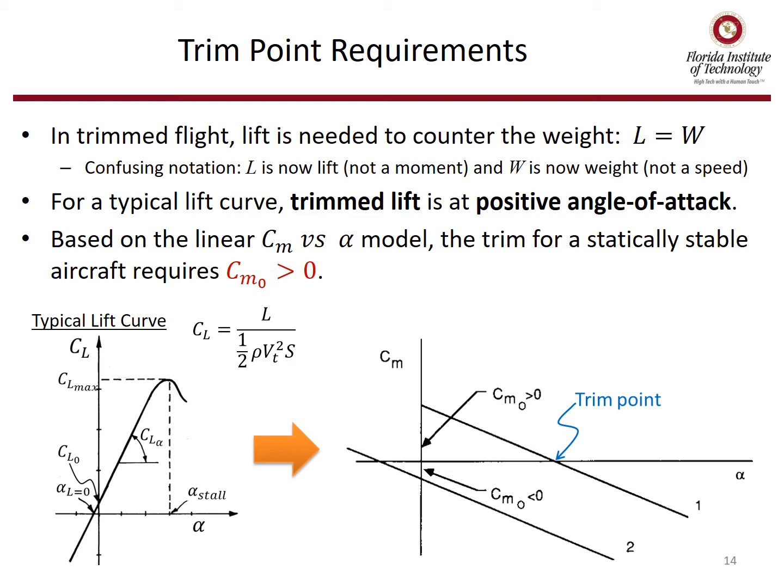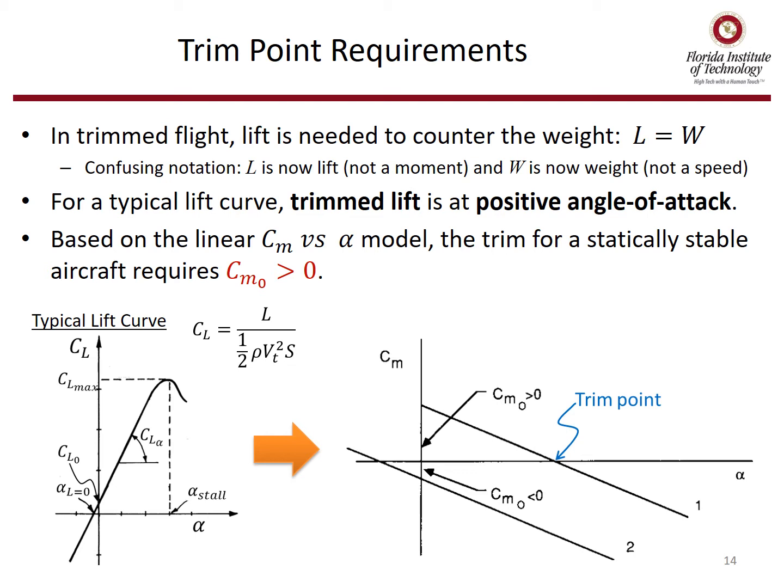Let's now look at a typical lift curve. This is one of the basic curves that any aerodynamic book starts with. It's a coefficient of lift, CL, on the y-axis, and alpha, or angle of attack, on the x-axis. And a typical lift curve is shown on the lower left portion of the slide. Again, CL is defined as L, in this case lift, divided by 1/2 the density times the true airspeed squared times the wing area. That's a classic definition of what CL is, the coefficient of lift.